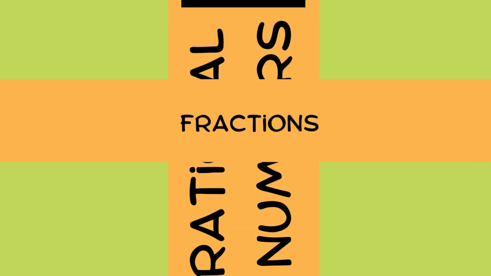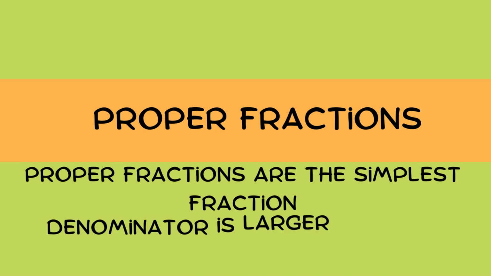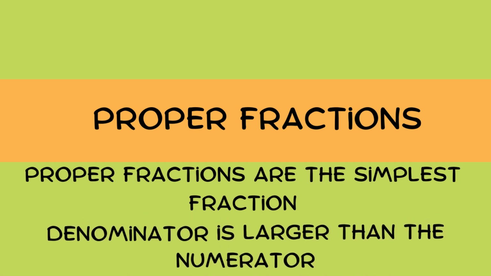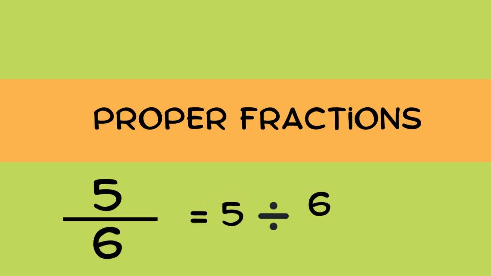As we saw in previous videos, fractions are part of rational numbers, and they are grouped into 3 main subsections: proper fractions, improper fractions, and mixed numbers. Proper fractions are the simplest form of fractions, as the numerator will be smaller than the denominator and therefore will all lie in between 0 and 1. For example, 5/6, which can be broken down to 5 divided by 6, which obviously is less than 1.